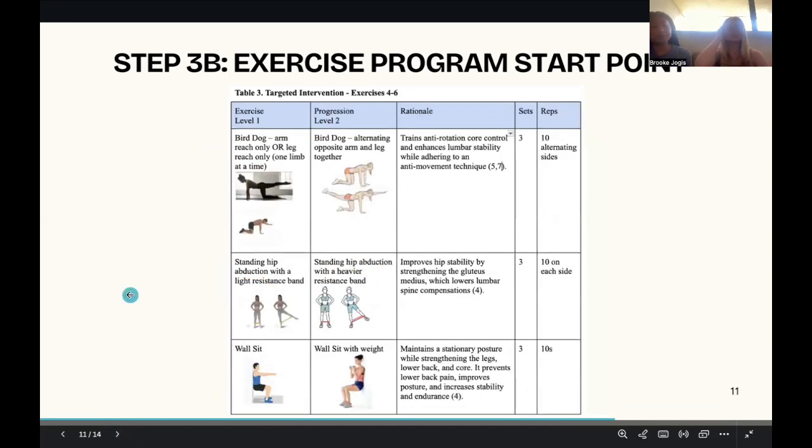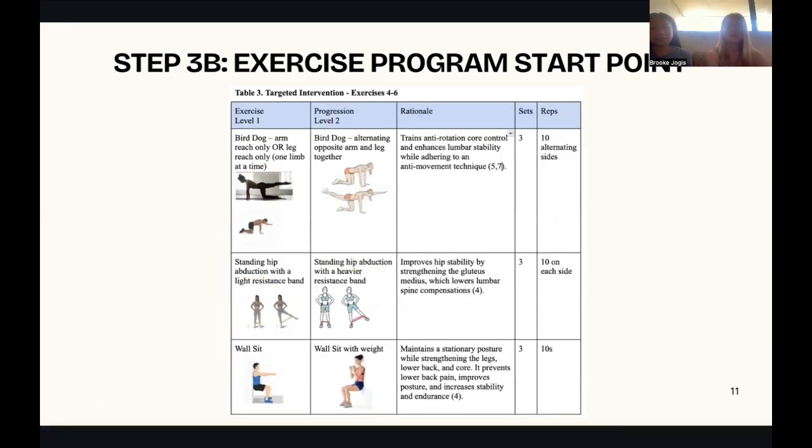And then to continue with our targeted intervention for 3B, we have the bird dog, which trains the multifidus and transverse abdominis to resist spinal rotation. And for this, we have 3 sets of 10 reps alternating sides. Next is the standing hip abduction, which strengthens the gluteus medius, reducing pelvic drop and lumbar compensation. And we also have 3 sets of 10 reps on each side. And then the last exercise is the wall sit, which strengthens the quads, glutes, and core for static endurance under a neutral spine. Overall, this will build the muscular endurance needed for long-term back injury prevention.